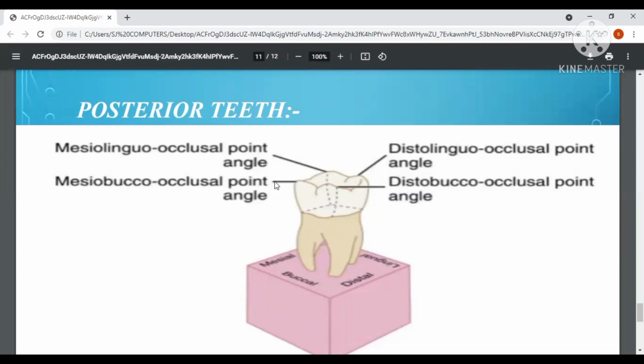So here we have the mesio-bucco-occlusal point angle, same as the mesio-linguo-occlusal point angle that is forming over there. Then we have the disto-linguo-occlusal point angle which is forming over there. Then we have the disto, that is the distal surface, buccal, this is the buccal surface, occlusal surface. So here we have another point angle forming by the junction of three surfaces, right?